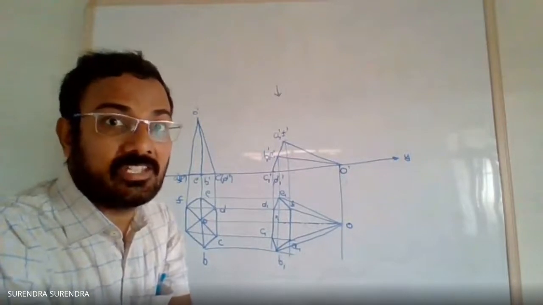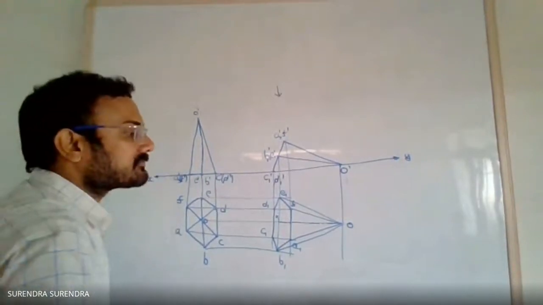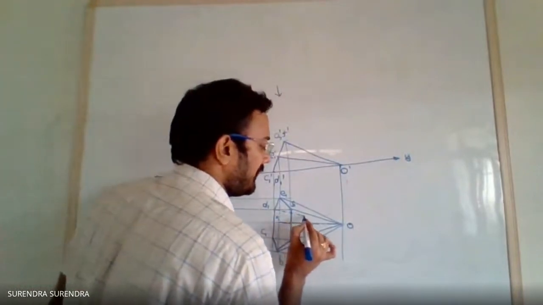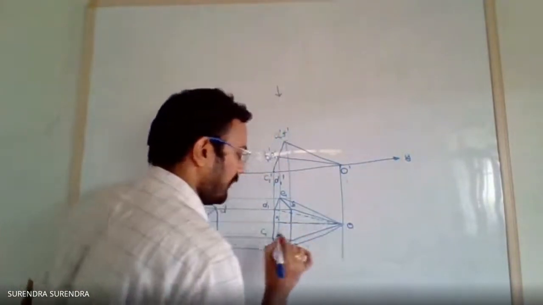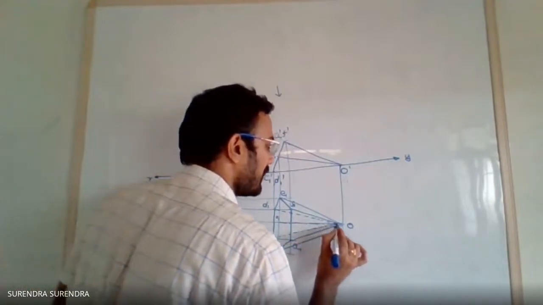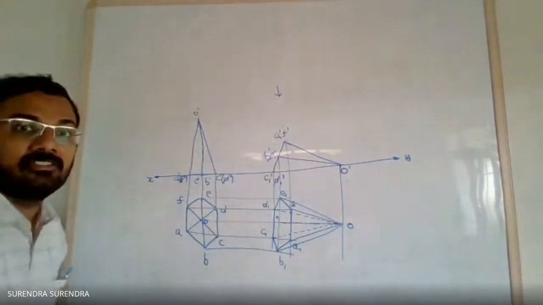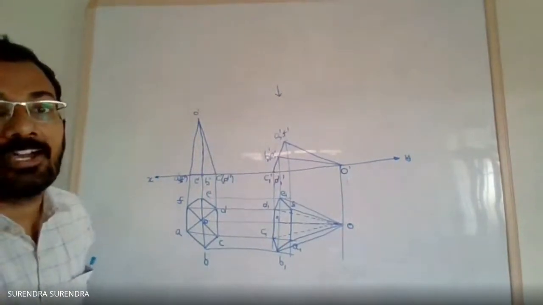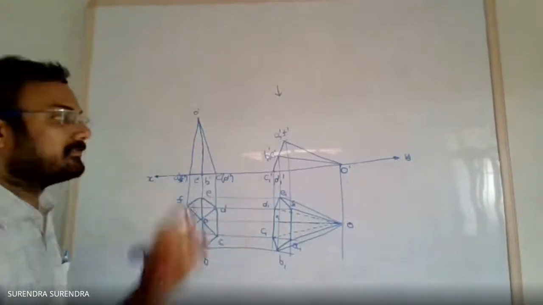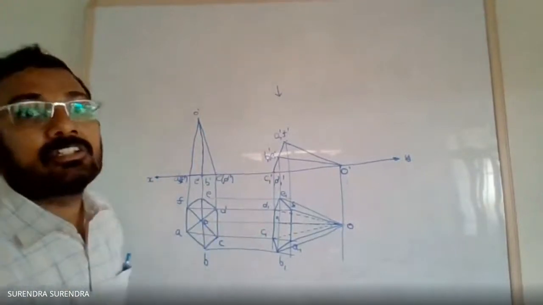Coming to CD, CD is on the base, which is on the ground. So these edges may hide. So draw DO and CO as dashed lines. With this, we completed the drawing.